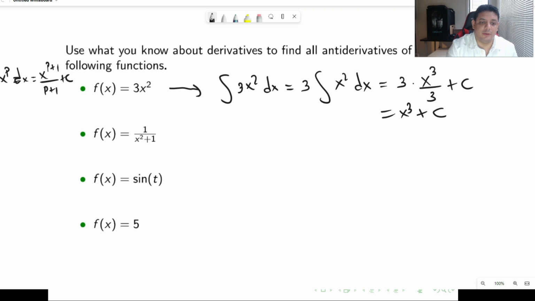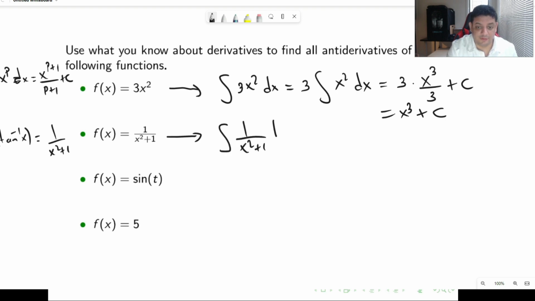Now, this second antiderivative is very familiar, right? You can remember that the derivative with respect to x of tangent to the minus 1 of x is 1 over x squared plus 1. So when you need to do the antiderivative, there's not a lot that you need to do. You set up the antiderivative like this and you say, oh, okay, so this is tangent to the minus 1 of x plus c.